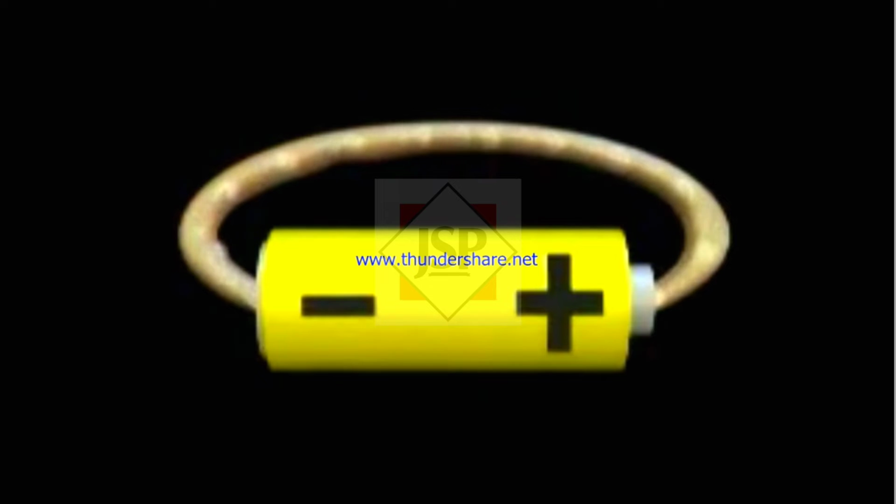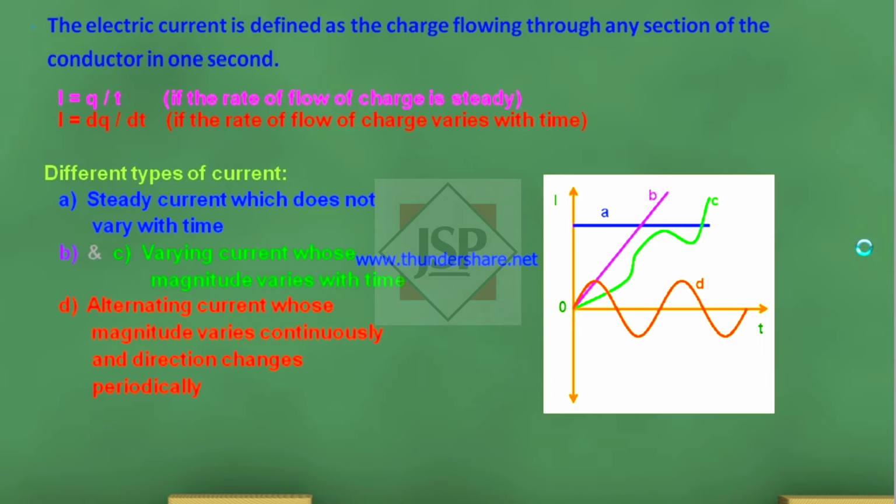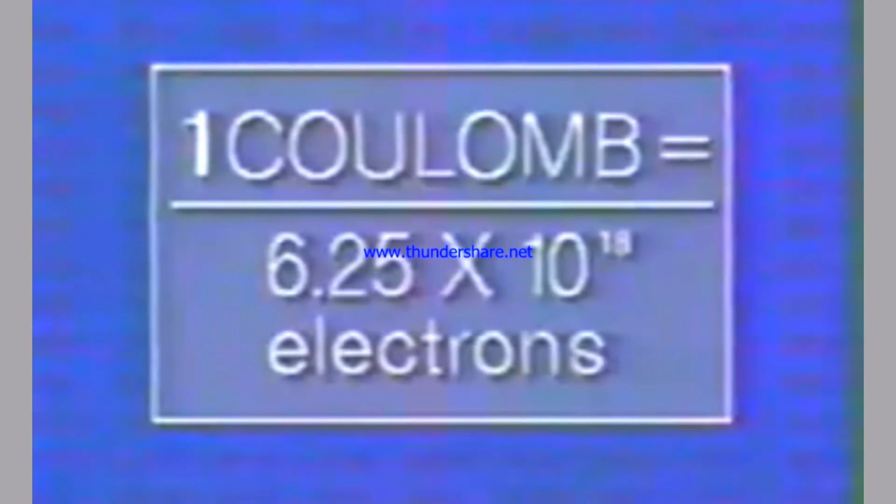Now there is an animated picture we can see. There is an electron, it is moved from the negative point of the battery to the positive point. It is continuously moving. In this way the flow of charge is moving, so it constitutes the electric current. The SI unit of charge is coulomb. 1 coulomb equals 6.25 times 10 to the power of 18 electrons.